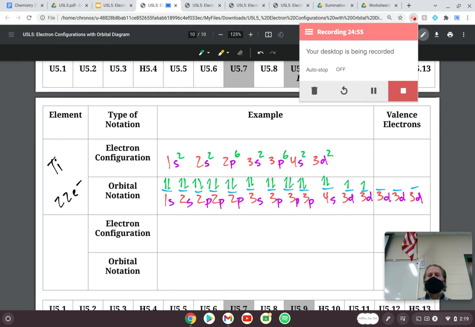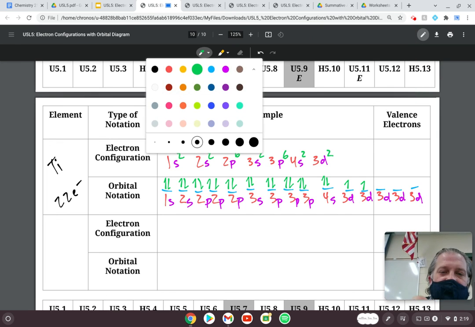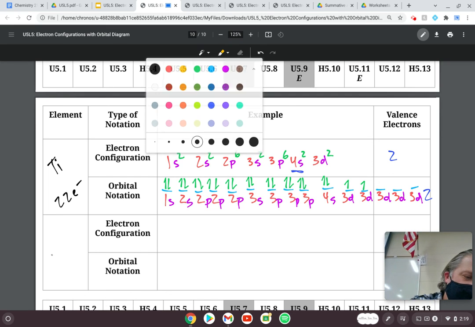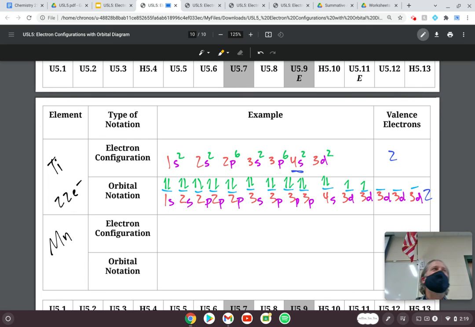All right, we're going to try another U-try. Oh, wait, before we do that, let's do the valence electrons. What's the biggest energy level here? 4s is the biggest energy level, so it's going to have two valence electrons. We're going to do another U-try, which is manganese.